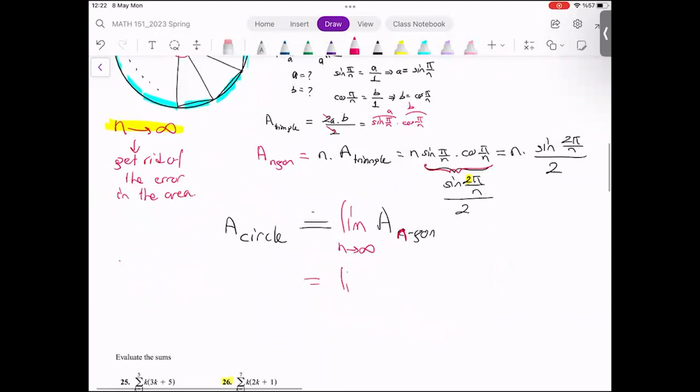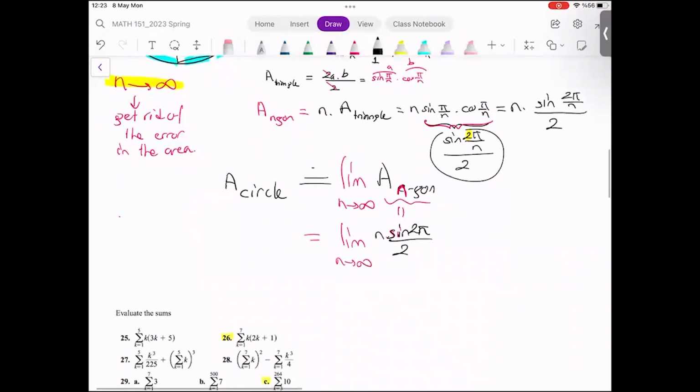Now I will compute the limit. Area of the n-gon, the expression for that is computed above. We computed that expression as 2 pi over 2n. Wait, it is not 2n. There is n here, n times this. Okay, so how can we compute this limit?